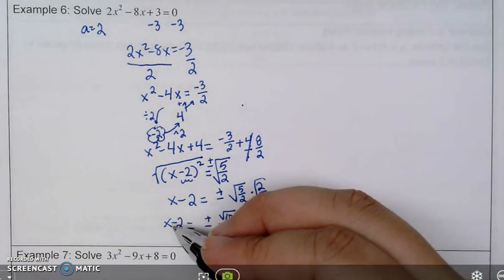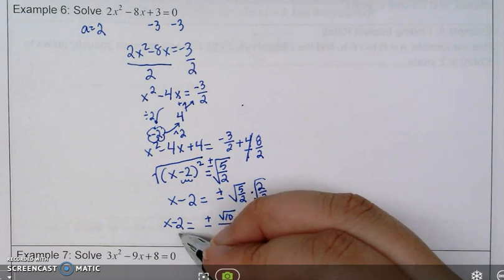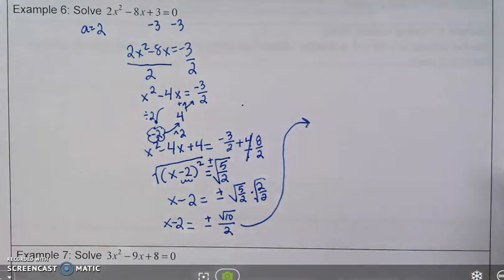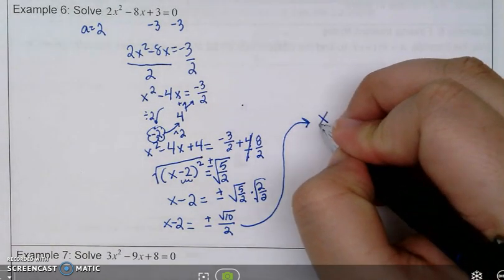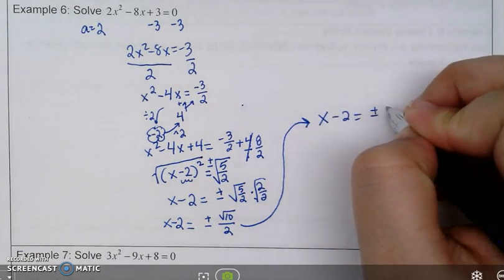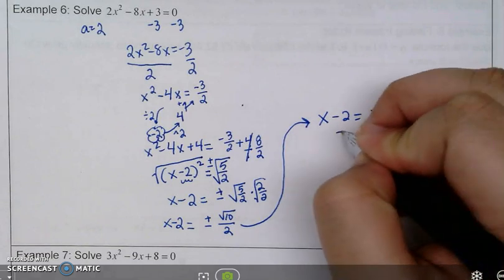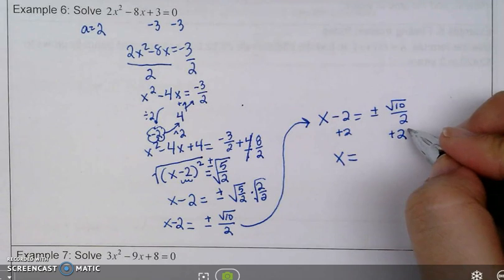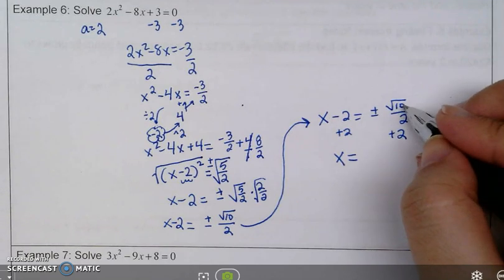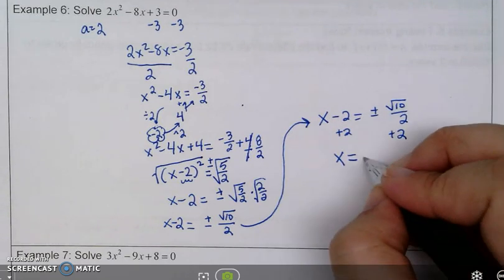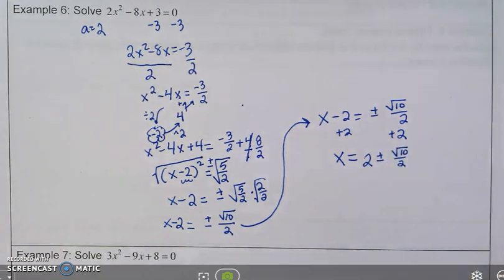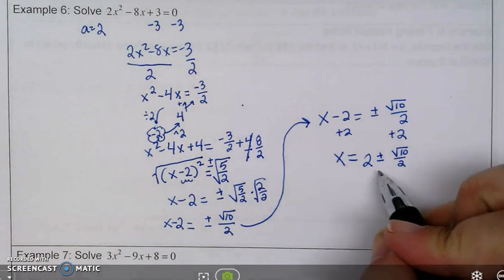But our goal, again, is to solve for x, so I need to add 2 to both sides of the equation. I'm going to come up here for more space. I get x minus 2 equals plus or minus the square root of 10 halves, plus 2, x equals, now these are not like terms. This one has a square root of 10, this one does not, so I write it 2 plus or minus the square root of 10 halves. I can't simplify that any further.